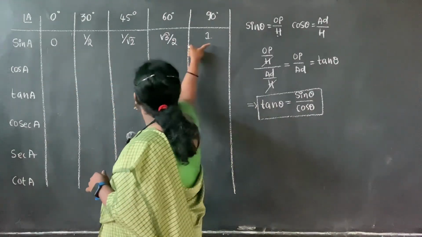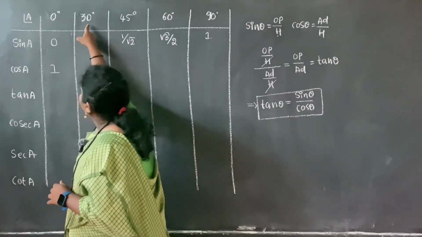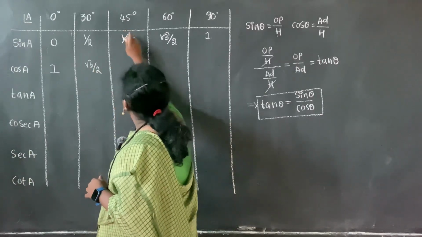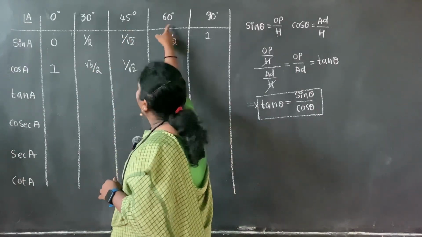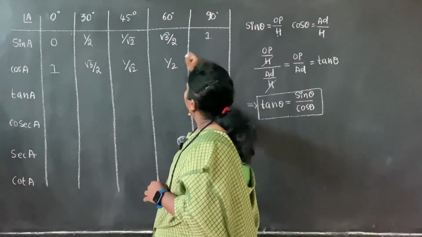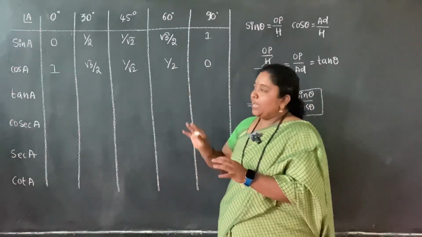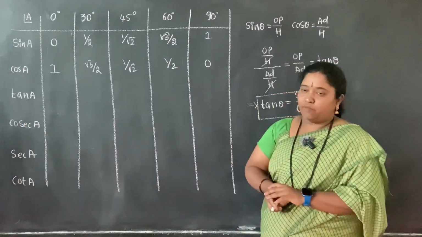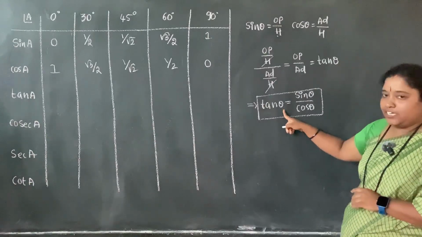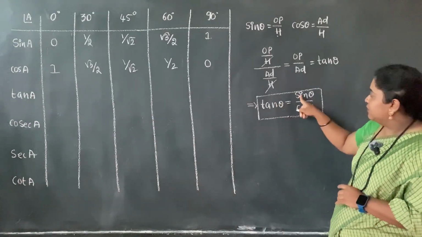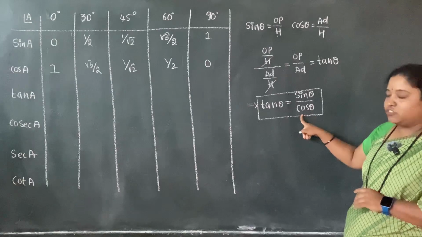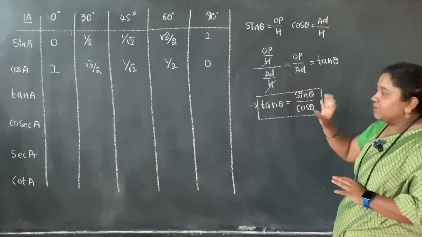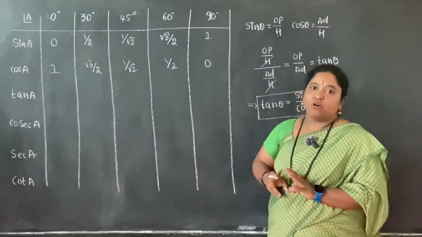So cos 0 will become 1, cos 30 will become root 3 divided by 2, cos 45 will remain as it is, cos 60 will become 1 by 2, cos 90 will become 0. Now by knowing only the sine values, you have written the cos values. And just now I gave you the relation that tan theta is nothing but sine theta divided by cos theta. Means if I divide the sine value by the cos value, I will get the tan value. This relation we have to use to write the values of tan A.